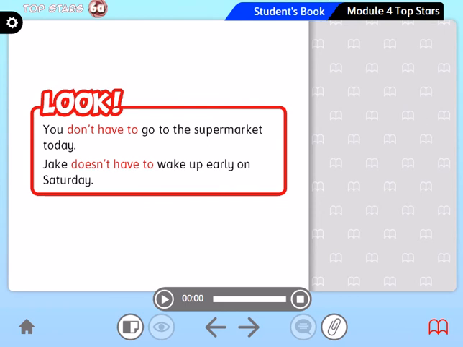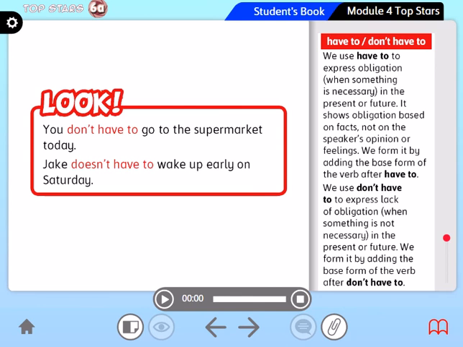Let's look at the second example here. Jack doesn't have to wake up early on Saturday because Saturday is off. No school, so no need to wake up early. We use here the structure doesn't have to.